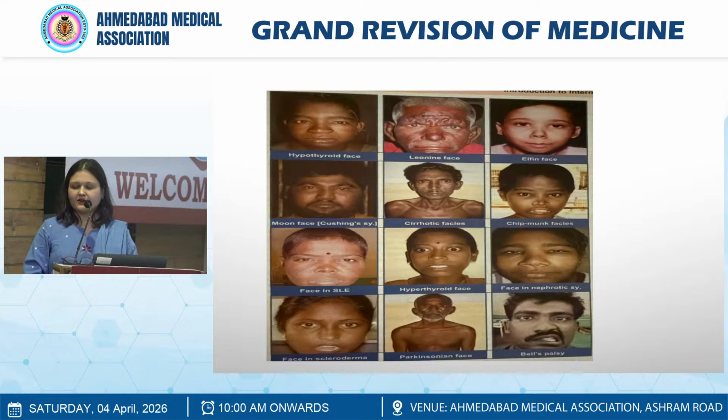Then scleroderma, fish mouth appearance, skin આખી ટાઇટન થઈ ગઈ હોય. Parkinson face, mask like face હોય, without any expression. And Bell's palsy. Okay, and Bell's palsy, angle of mouth is drawn towards the same side. Okay, એ યાદ રાખવાનું. જે નોર્મલ સાઈડ હોય એ જ મસલ એને પુલ કરે, એટલે પાલ્સી ઓપોઝિટ સાઈડ હોય.